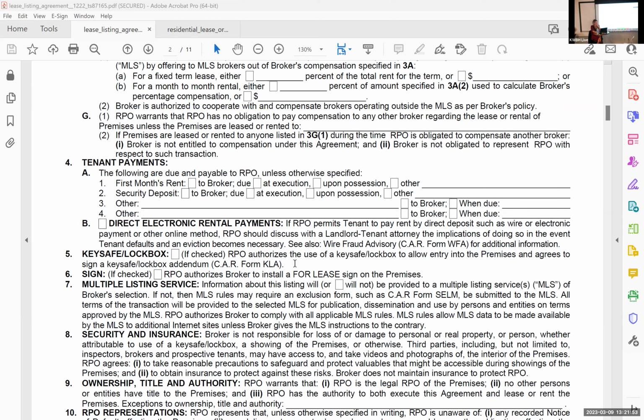So you have to create both of them, direct electronic or mail. It just says RPO permits tenant to pay rent by electronic means. So do we click that? Do we check? That's up to your landlord. You ask the landlord if they want it that way. Some people don't want it that way.